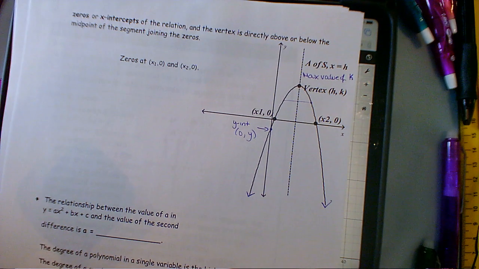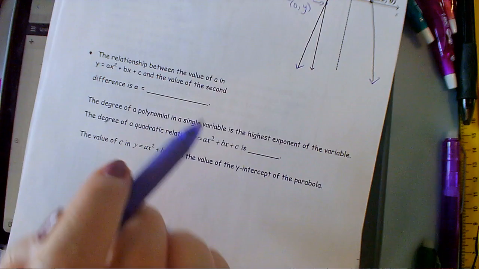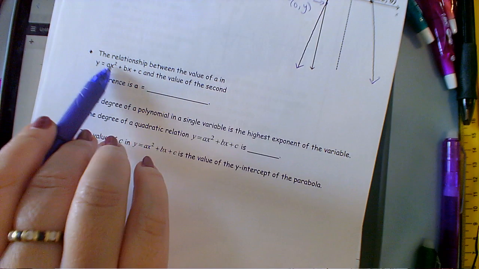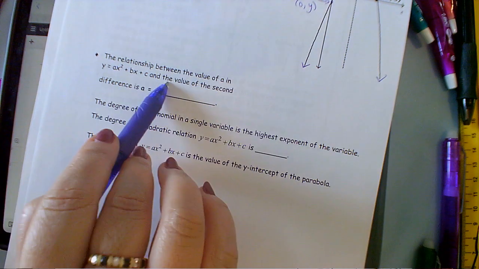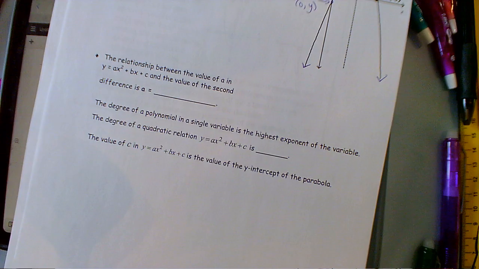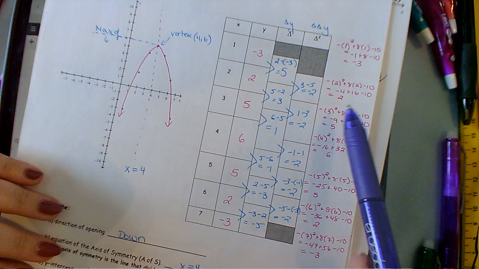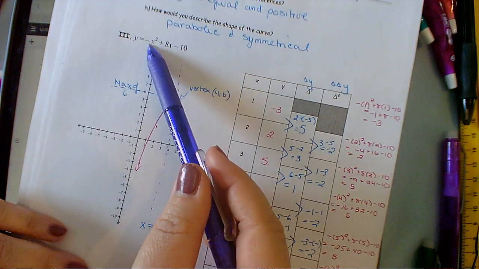Okay, right here, something you may have noticed: the relationship between the a in the equation y equals ax squared plus bx plus c and the value of the second difference. Maybe you didn't notice this, but our second differences here were negative 2, negative 2, negative 2, negative 2. What was our a value?